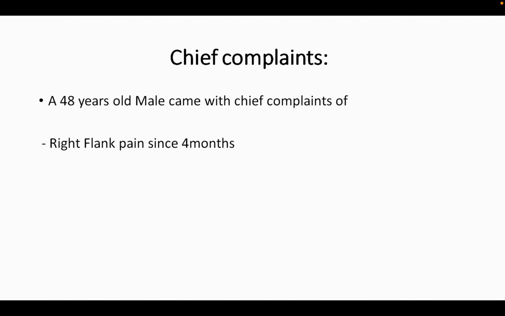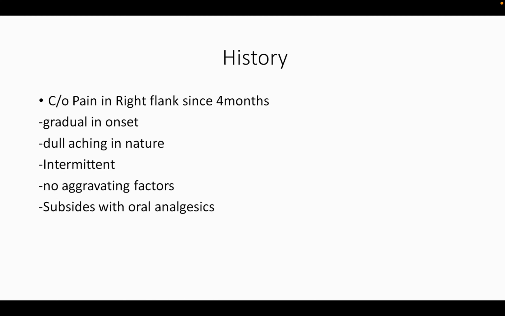Okay, sir. 48-year-old male came with a chief complaint of right flank pain since 4 months. Would like to move to the history of present illness. Pain was gradual in onset, dull aching in nature, intermittent, and no aggravating factor. Subsides with taking oral analgesic. Okay. Was there any radiation of the pain? No radiation. Okay.